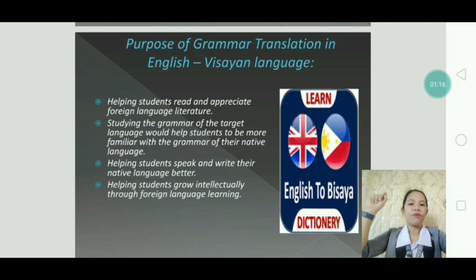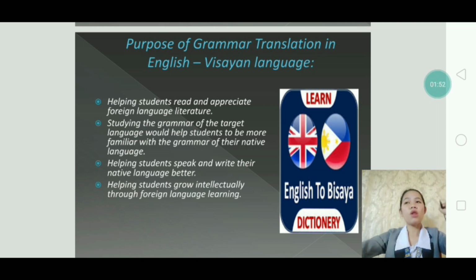Now, first is helping students read and appreciate foreign language literature. Okay? Now that we are going to discuss the English Visayan language, we need also to appreciate foreign language in the succeeding discussion. And then next is studying the grammar of the target language would help students to be more familiar with the grammar of their native language.